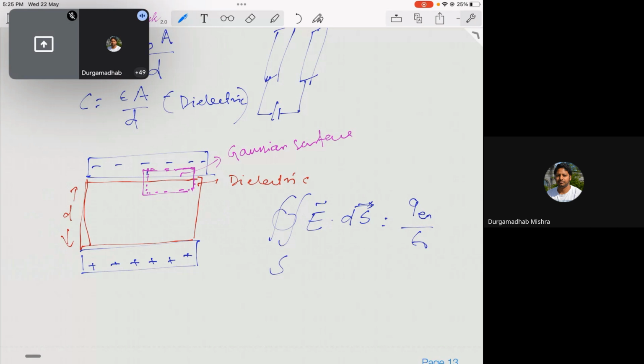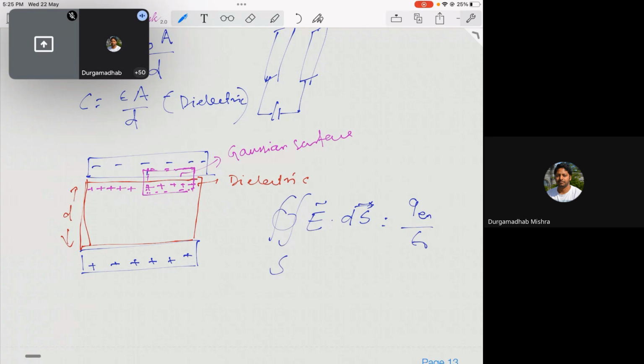Now, if we look at the negative surface, the negative side of the conductor, what it will do in the dielectric is induce some positive charges on this dielectric side, because these are all immobile charges.